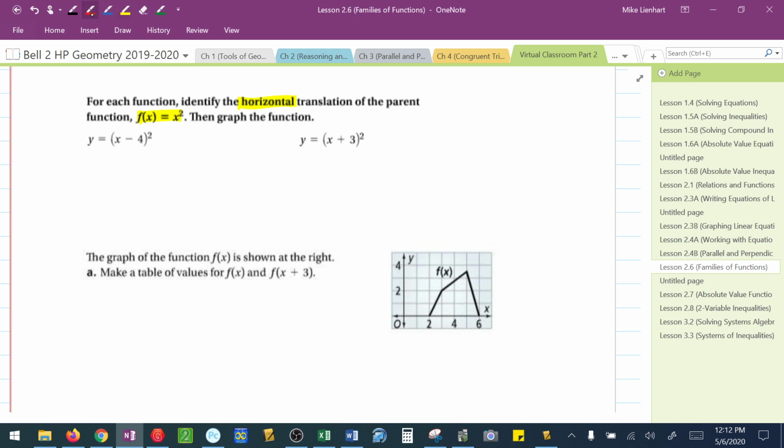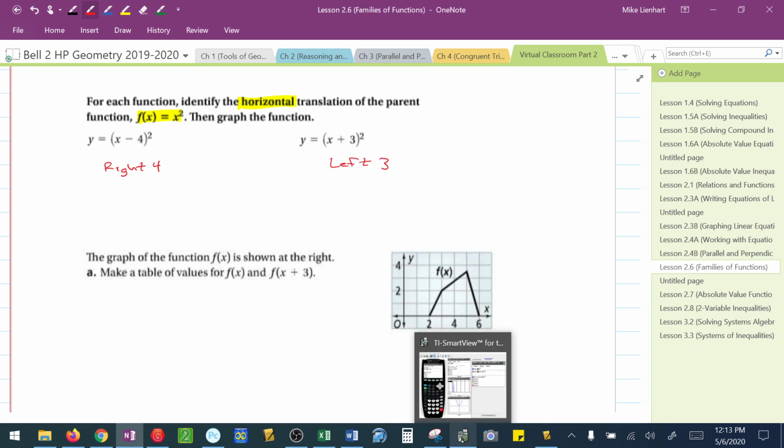So what is this first one doing right here? I am subtracting 4 inside the parent. Remember the parent was x squared. We replace the x with x minus 4. So subtracting 4 inside means right 4. Adding 3 inside really means left 3. And I want to pull up my graphing calculator just to kind of show you guys this.